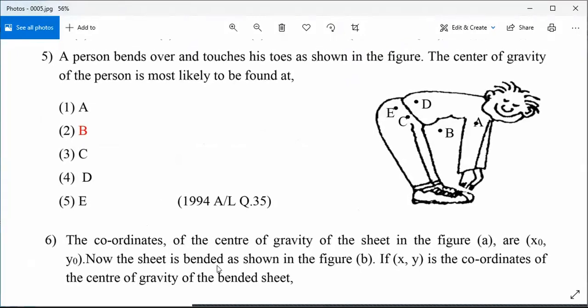Who typed this question? Okay. Somebody please unmute the mic and read the question there.